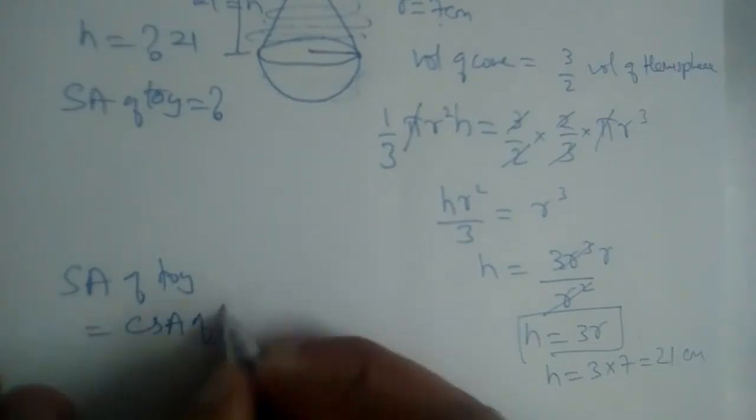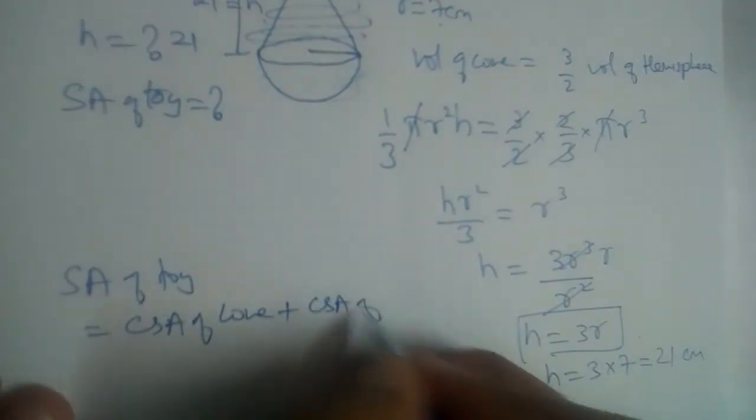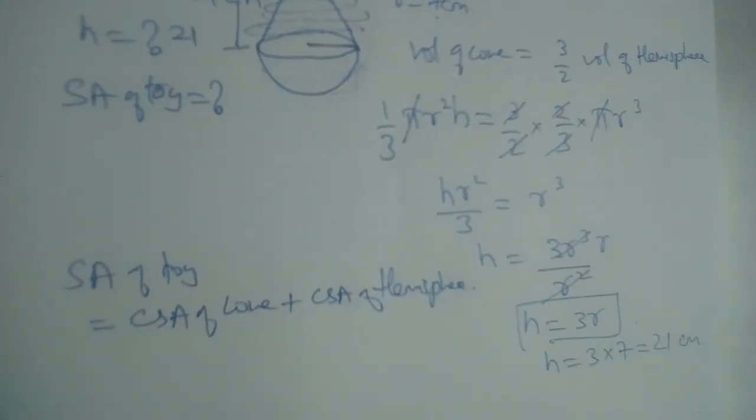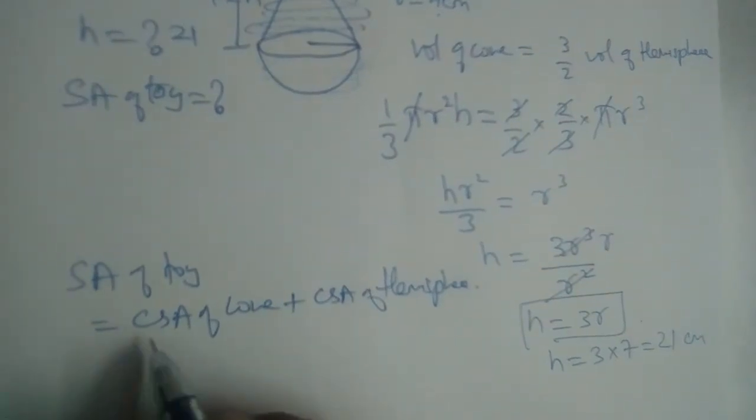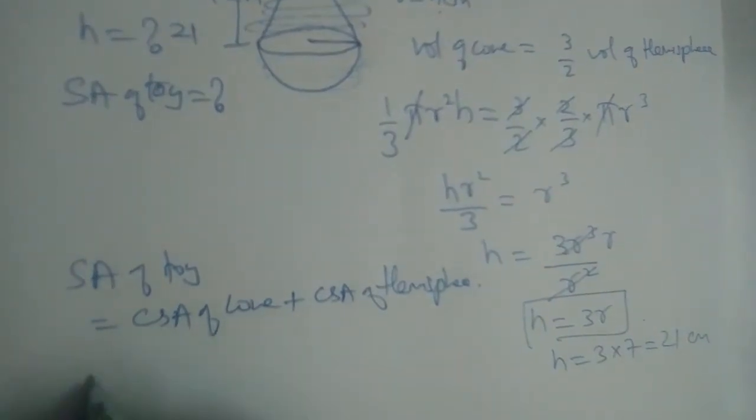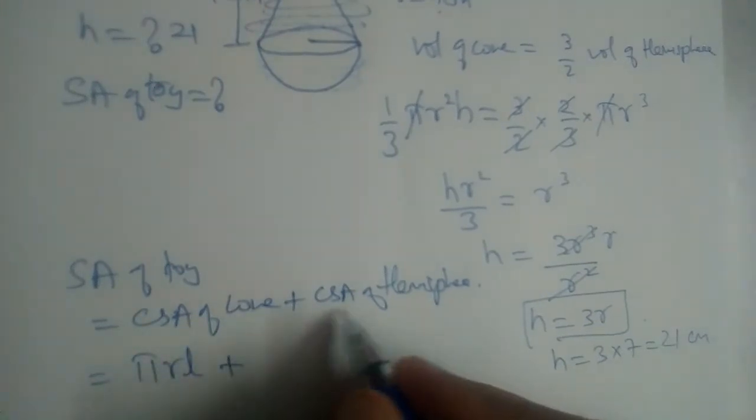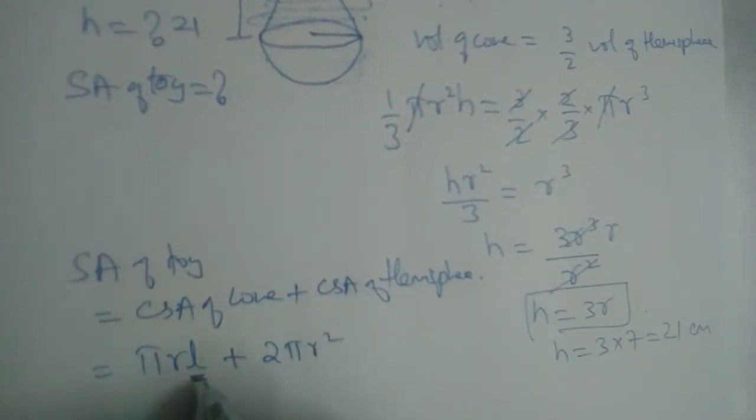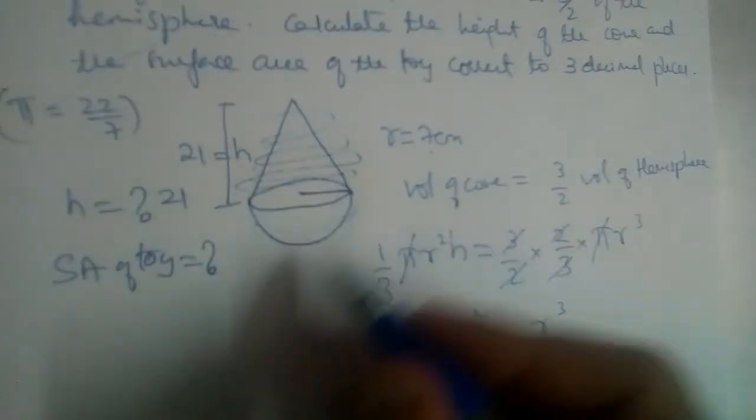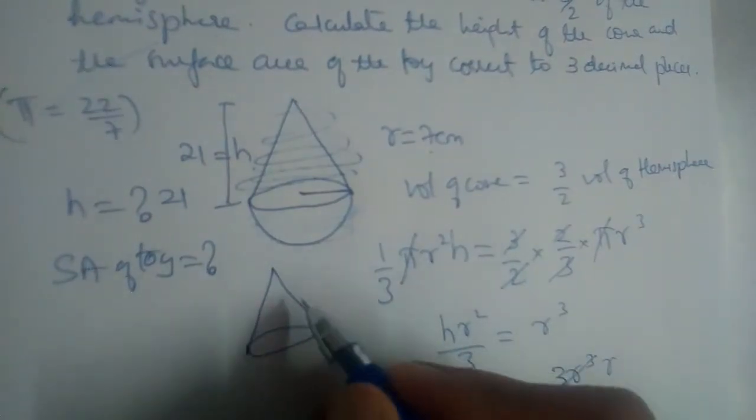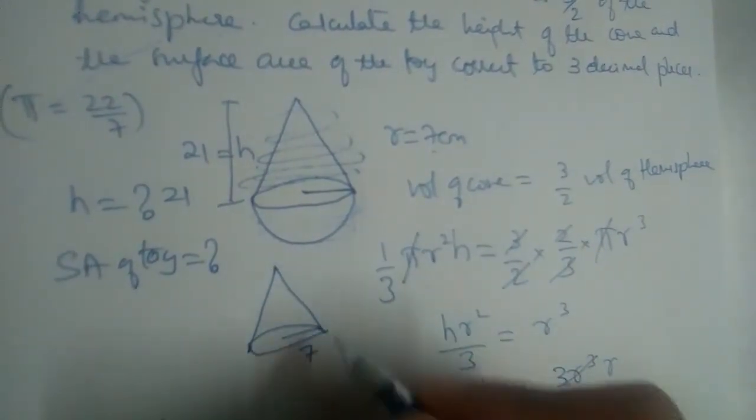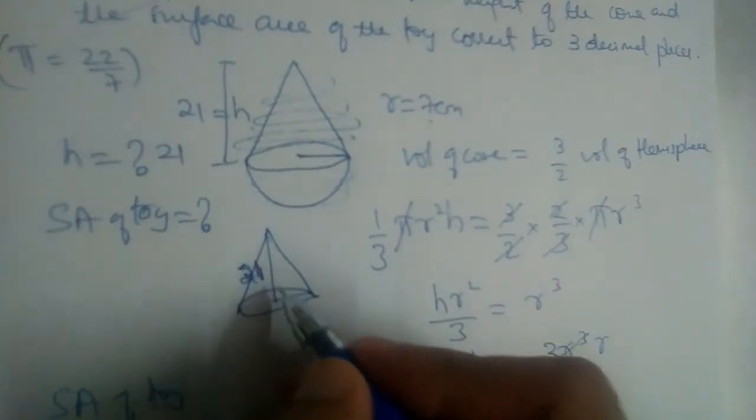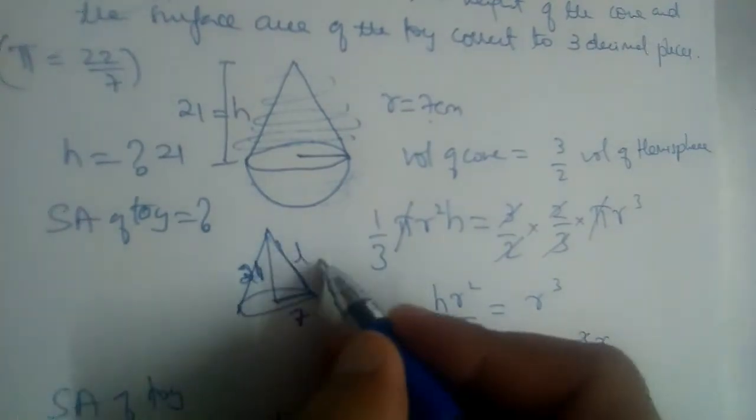So CSA of cone plus CSA of hemisphere, okay, will give us surface area of the toy. See, curved surface area of the cone, we know it is pi r l plus curved surface area of hemisphere 2 pi r square. So here we should find the value of L, isn't it? Okay, so let us draw a small cone here. Radius is equal to how much? 7. Height is equal to 21. We got it. Height is 21 we got, and radius is 7. We should find slant height L.